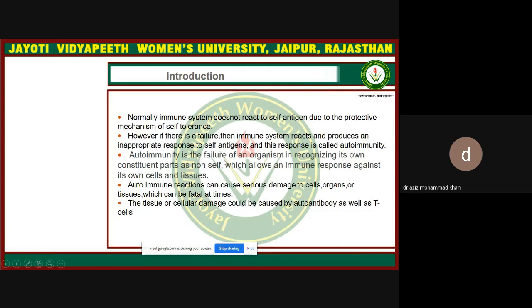Autoimmunity is the failure of an organism to recognize its own constituent parts as self, which allows an immune response against its own cells and tissues. Due to these autoimmune disorders, autoimmunity can cause serious damage to the cells, organs, and tissues. The tissue and cellular damage could be caused by autoantibodies as well as T cells.